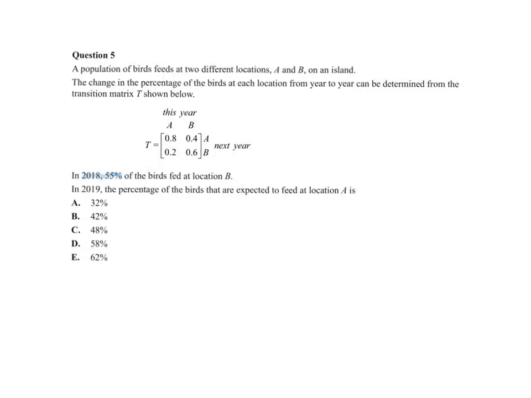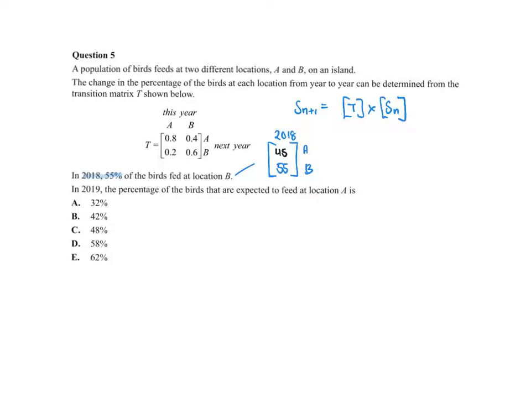In 2019, the percentage of birds at location A. So we know when we've got the transition, if we ever want to get the next state, which is what we call n+1, we can always do transition times the state before. Okay, so if you look here, they've given you 2018, and if we do A and B in 2018, they've given us 55. Now, because it's a percentage of birds, if 55% are at B, the rest of the percent must be at A because there's only one other spot. So that's how I knew that this is 45.